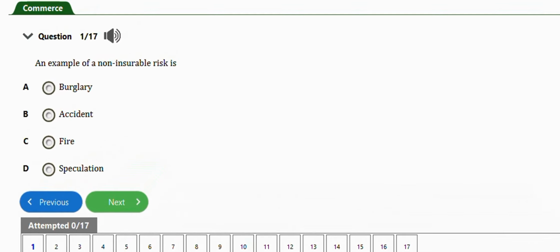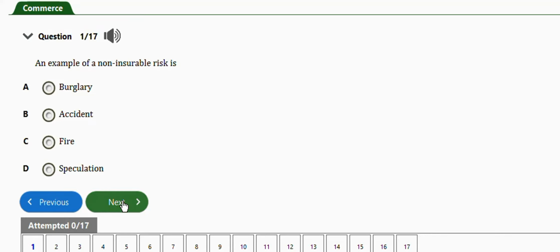In this video, we are going to learn how to solve these JAMB commerce problems under types of insurance, a subtopic in Aids to Trade, and we have about 15 to 17 repeated questions prior to the video. Let's get started. The first question I have here is: an example of a non-insurance risk is burglary, accident, fire, speculation. The right answer is option D, which is speculation.